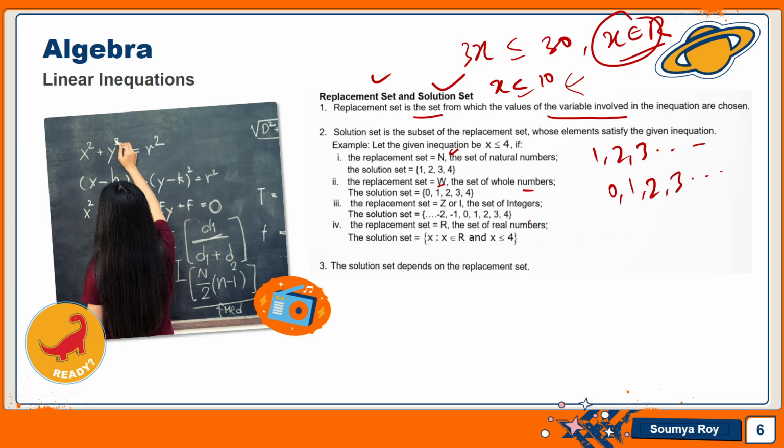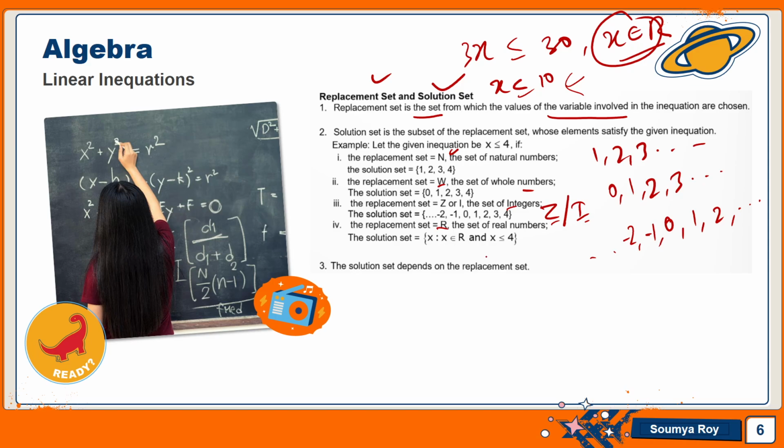And they will go on like that. Z or I, if I say, that means they are what? Integers. Integers means they can go on the positive side and negative side both, right? Without any point. And R means real number.